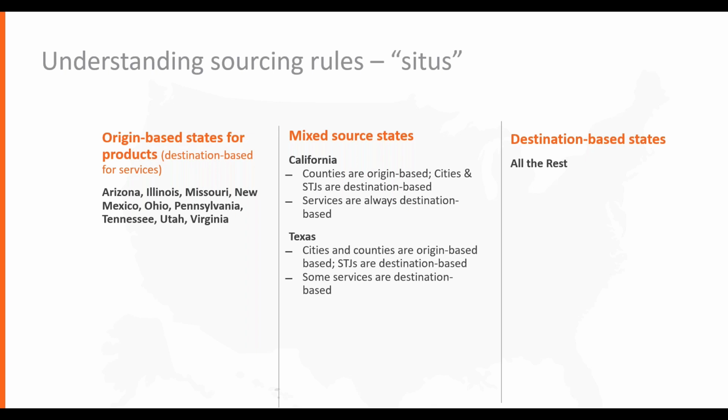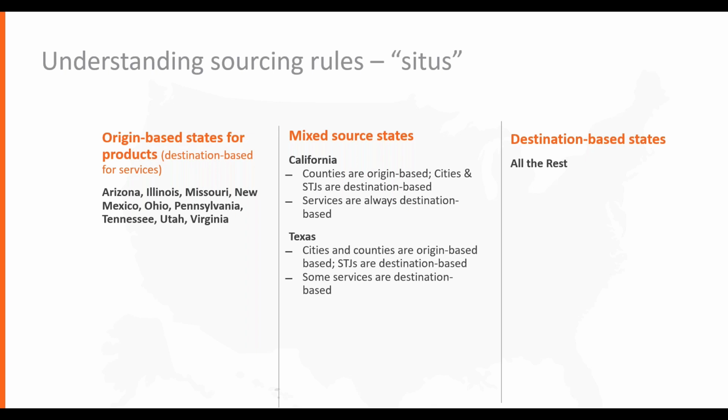California and Texas have mixed sourcing states, meaning the counties are origin-based, and then any special taxing jurisdictions and cities are destination-based. And think about it, when you're shipping a product that's a tangible good, that's going to be taxable wherever you're selling it. Services have varying taxability, but typically a service is done at a location, and that's why it's going to be destination-based.